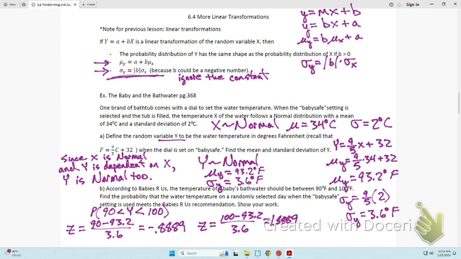Then I'm going to pull up normal CDF on my calculator. Type in those two Z-scores, leave mu and sigma alone, 0 and 1. And we end up with a probability of 0.7835. And that's it.